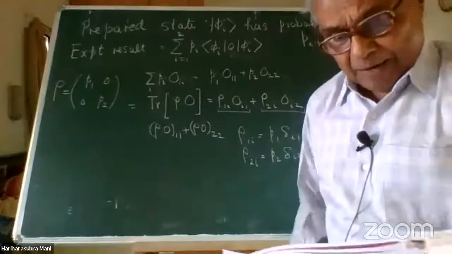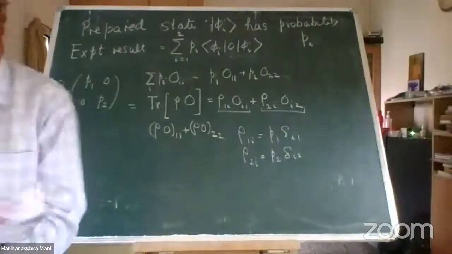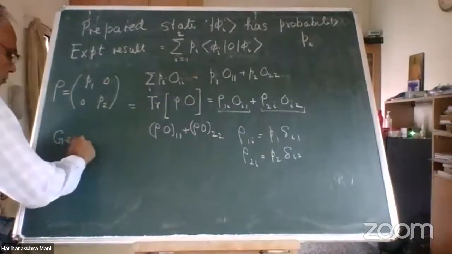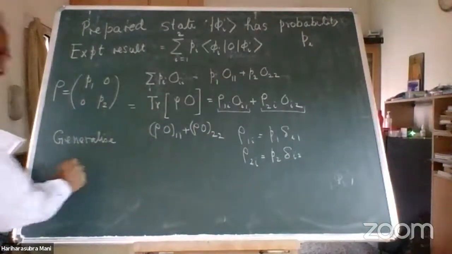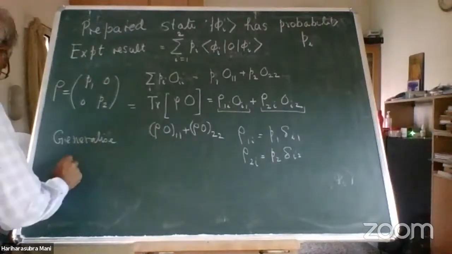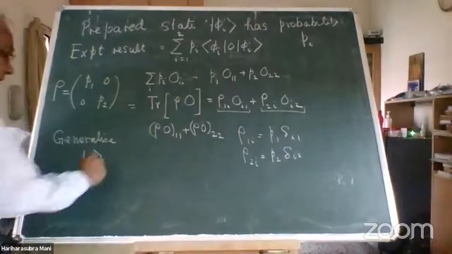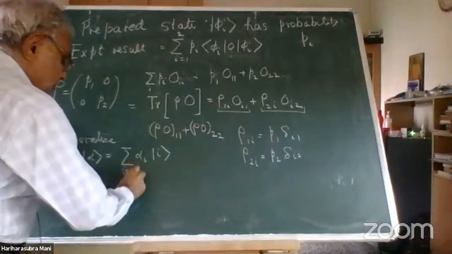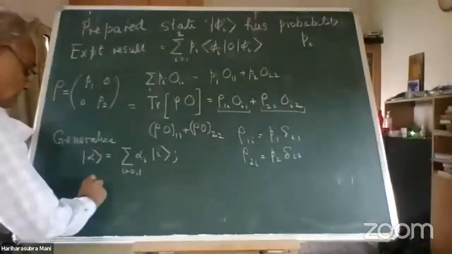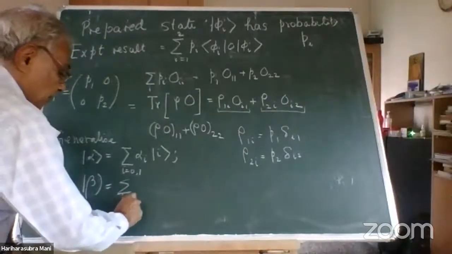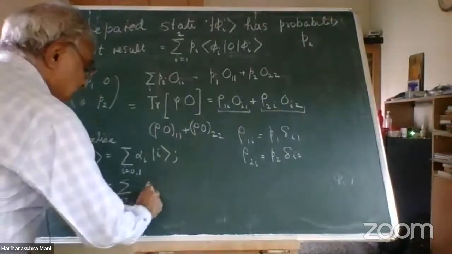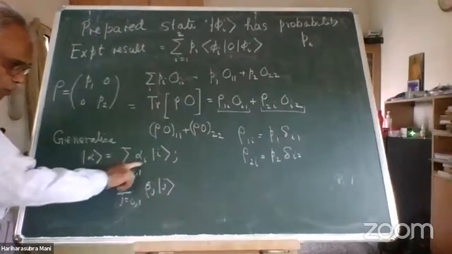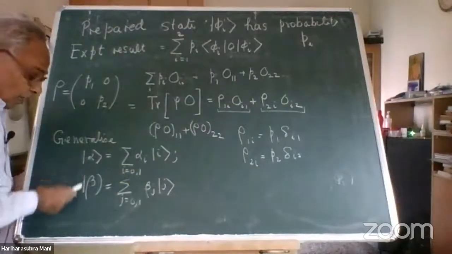Okay, so now let's make it a little bit more general. Let the state that I prepare be alpha, which is one state, summation over i going from 0 to 1, alpha_i, and beta another state, summation j going from 0 to 1, beta_j. Remember, I'm still using the notation 0 and 1 for the qubit. I need not have alpha and beta orthogonal.